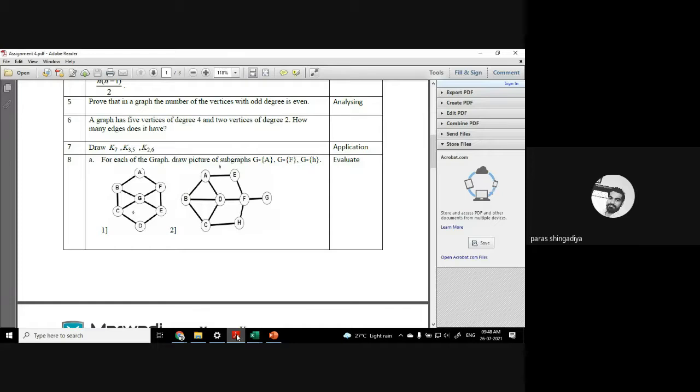Sir, in the second graph, which is the edge? In the second, H is the one between A and E. The notation H is mentioned there. The edge between A and E, that you have to remove. Okay.